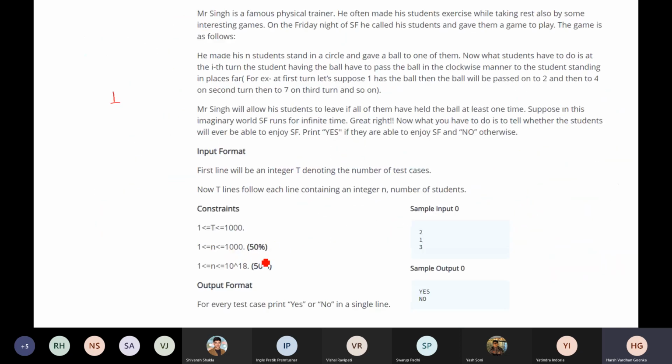For n less than or equal to 10^18, it is a pretty high constraint. At max we can go O(t log n), because O(square root n) will give time limit exceeded. So how do we find for which test cases it will be true?